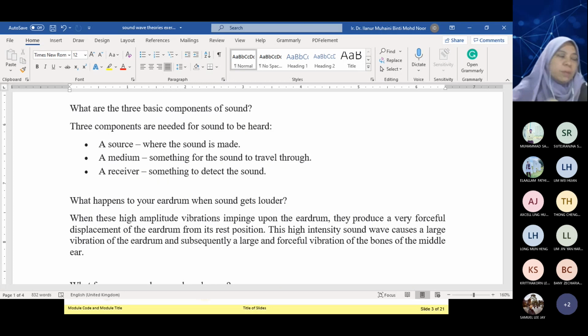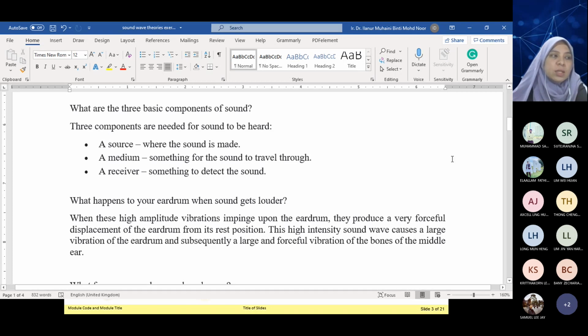Okay. What happens to your eardrum when sound gets louder? When this high amplitude vibration impinges upon the eardrum, it produces a very forceful displacement of the eardrum from its rest position. This high intensity sound wave causes a large vibration of the ear and subsequently a large and forceful vibration of the bones of the middle ear.